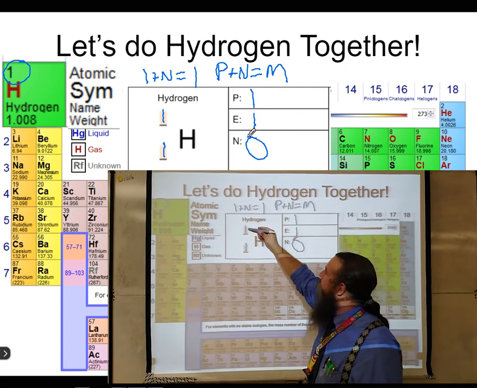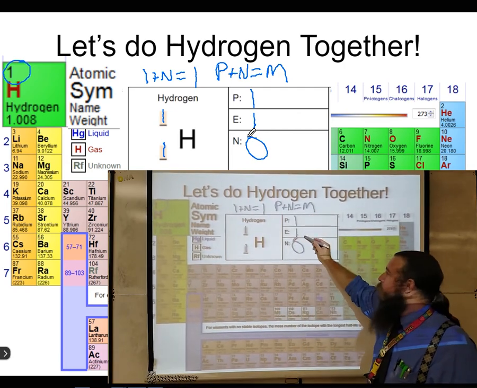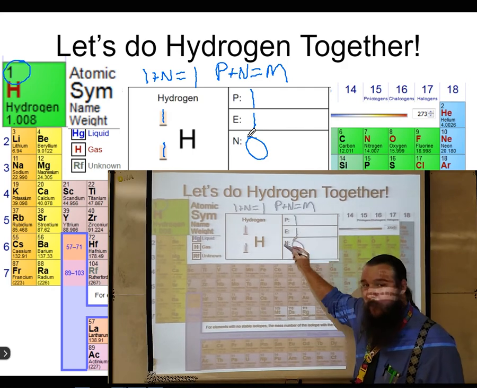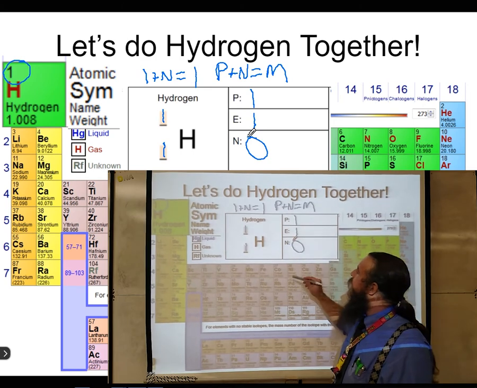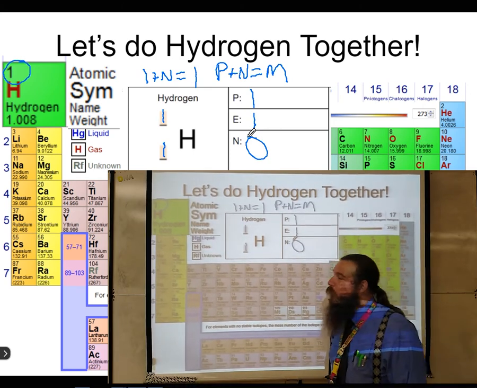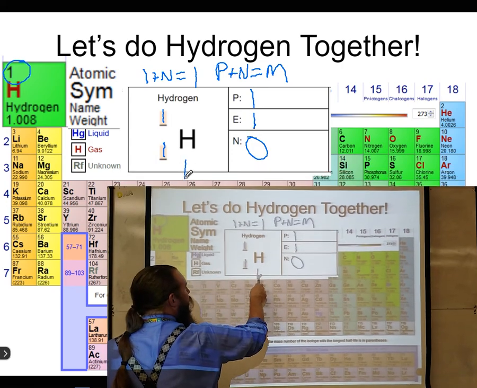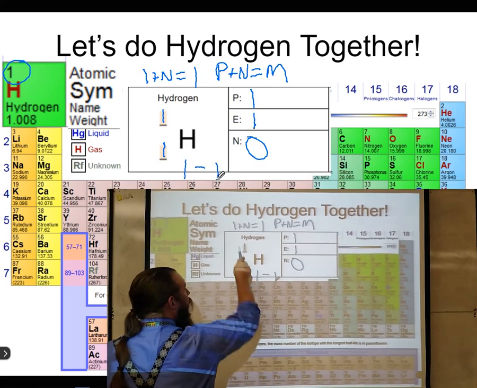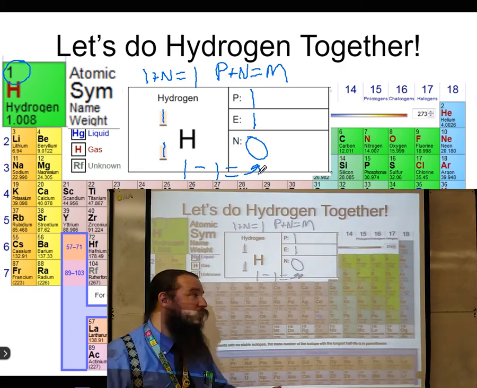You find the mass and the atomic number. The atomic number tells you protons. Since there's no charge, the electrons will be the same for all of these. Then you subtract the number of protons from the atomic mass. That tells you the number of neutrons. Or in this case, we have the atomic mass of 1 minus 1 proton. That equals 0 for our number of neutrons.